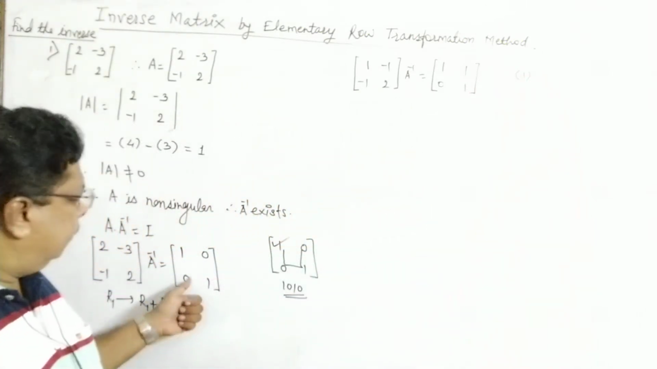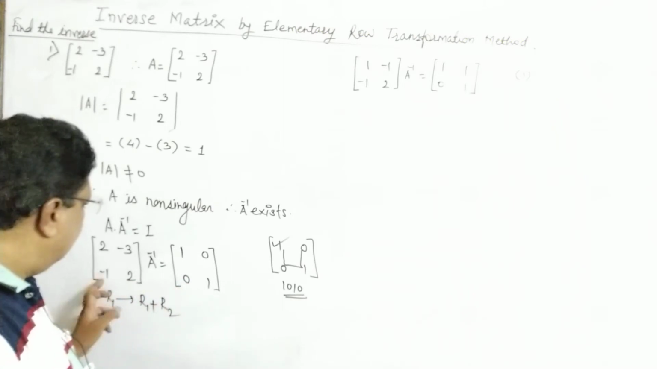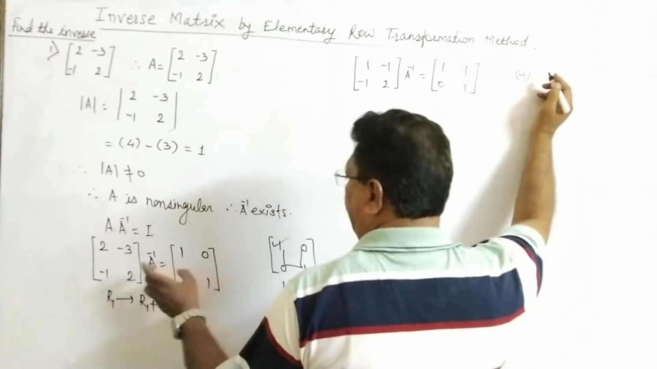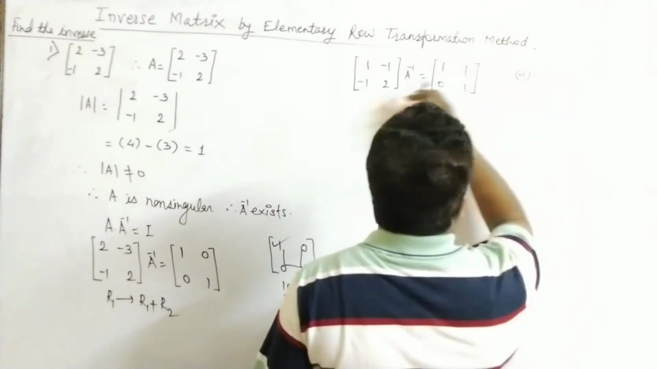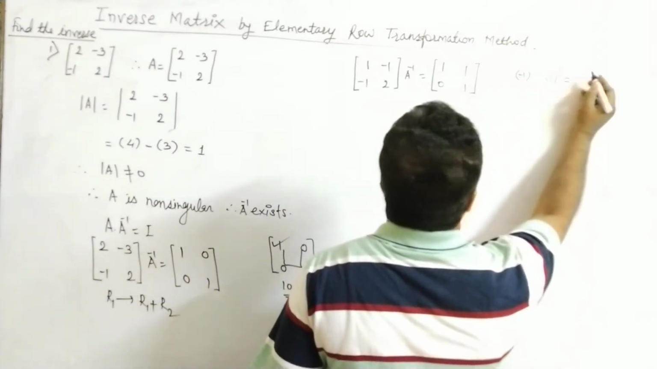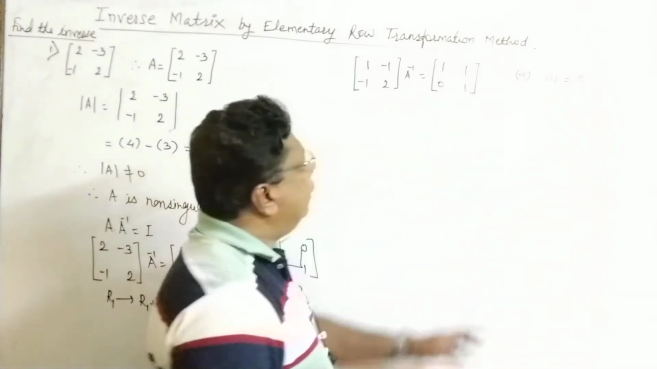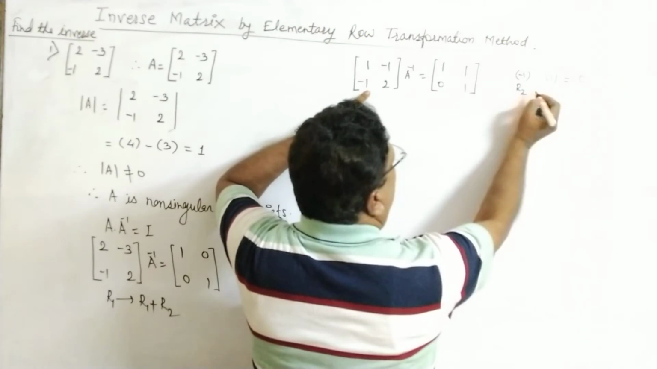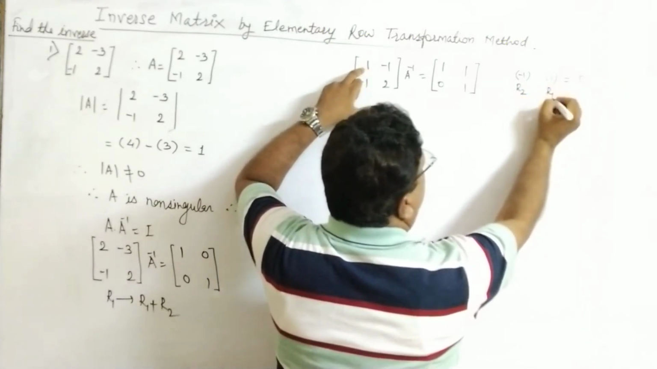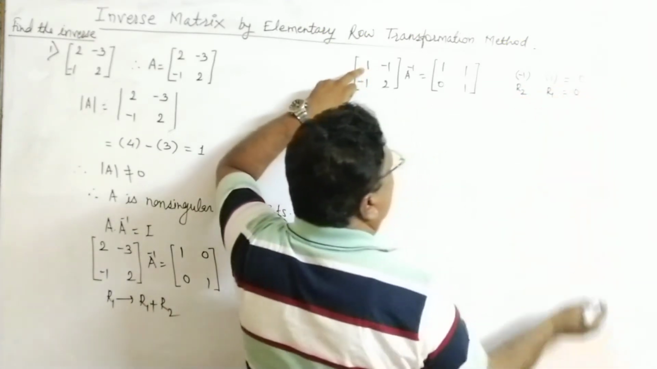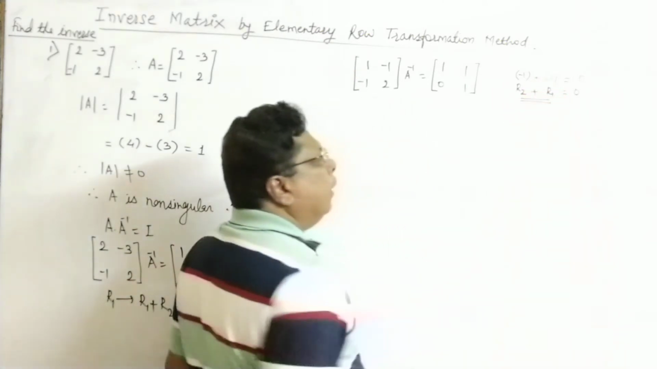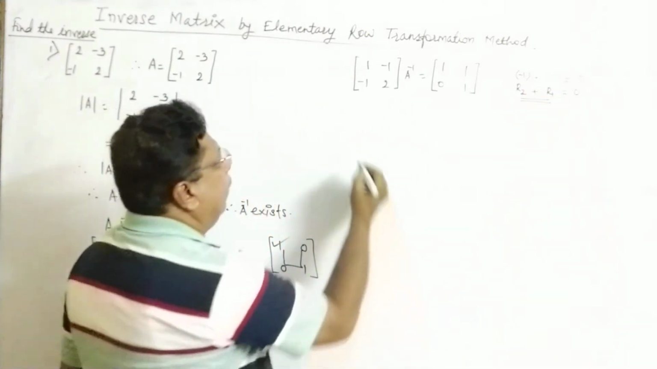And we want 0 here. There is minus 1, and the diagonal element is 1. We want 0. This minus 1 represents the second row, and 1 represents the first row. How does it become 0? By taking simple addition. So the operation is R2 plus R1.